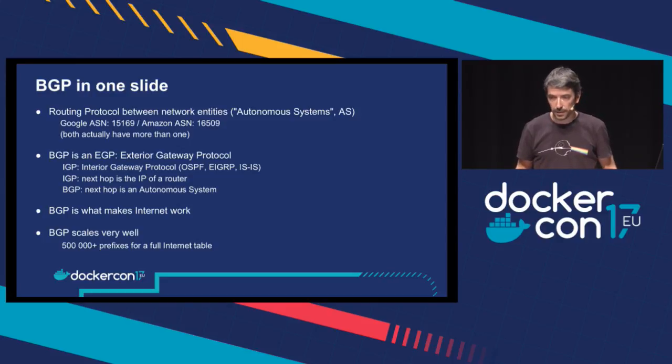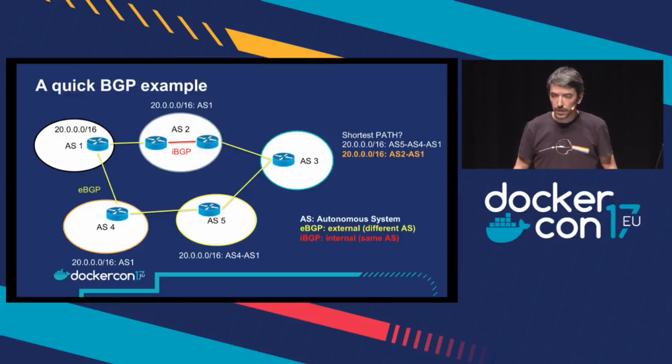So what I said before is, BGP scales very well, and it's what makes the internet work. And when I say it scales, I mean today we have more than 500,000 IP prefixes, and even small providers have a full internet table, and they manage these prefixes with small equipment. So we're pretty sure that we will be able to manage hundreds of thousands of containers using BGP. It should be okay. So I talked about autonomous systems.